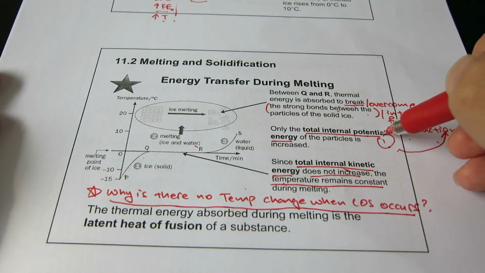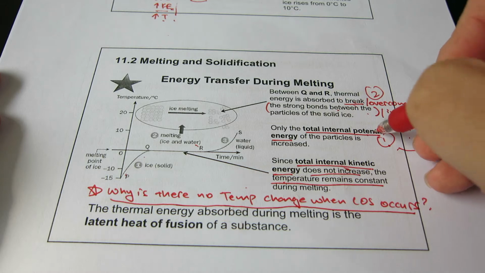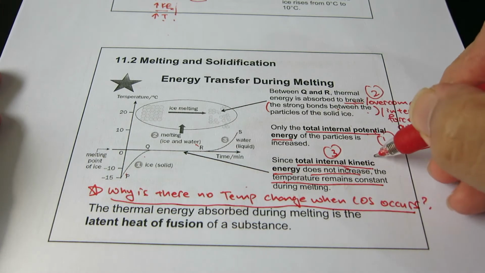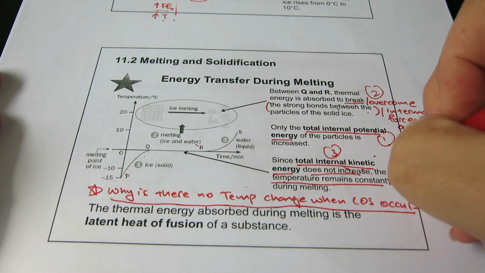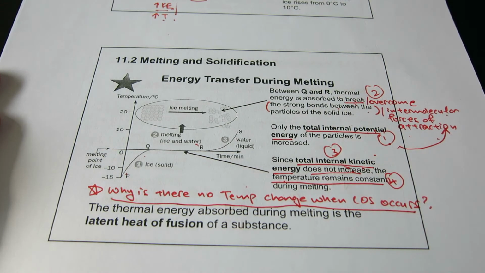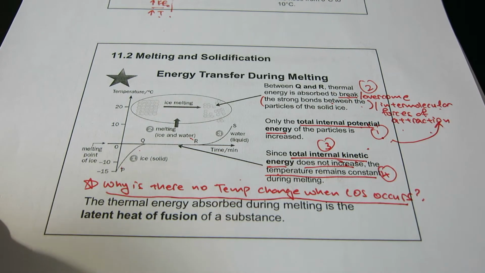Since all the energy goes into the potential energy, so this is the second point, none goes into the kinetic energy, so it does not increase. Because none goes into the kinetic energy, the temperature remains constant. So this is how you will explain why there is no temperature change when a change of state is occurring.